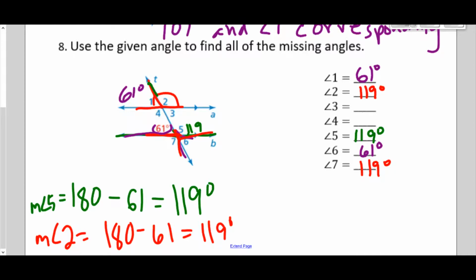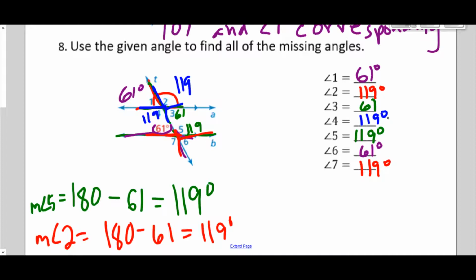And then use your vertical angles. Angle 1 is vertical with angle 3, so angle 3 is going to be 61 degrees. And then angle 2 is vertical with angle 4. So if this is 119, then this is also 119.